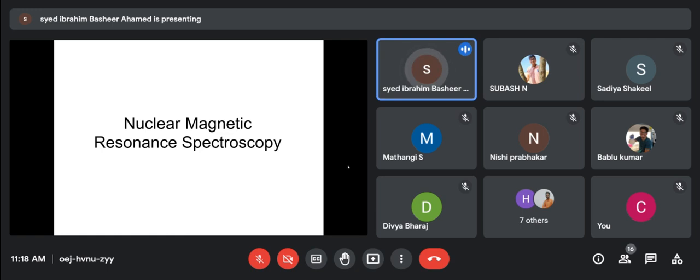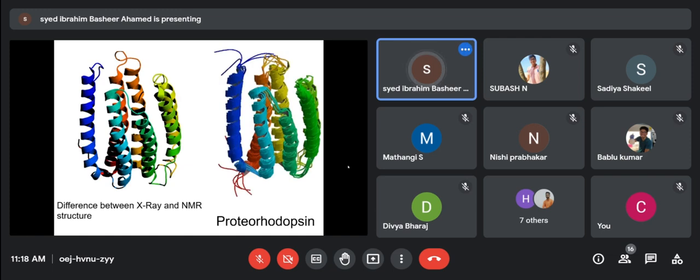NMR is used in various fields, right? Even in the medical field, NMR is used. Here we are going to see how NMR is helpful to study the molecular properties. You can use NMR to solve the structures of the macromolecules as well. So why do you want to solve the structures by using NMR?